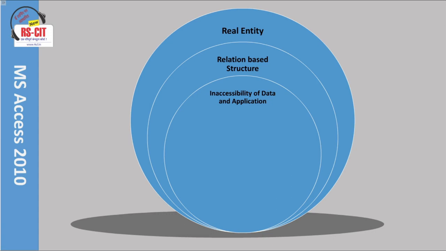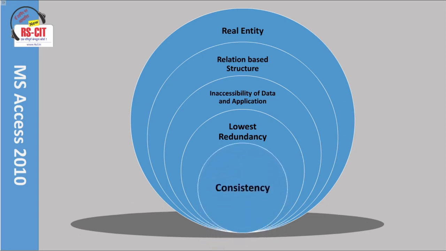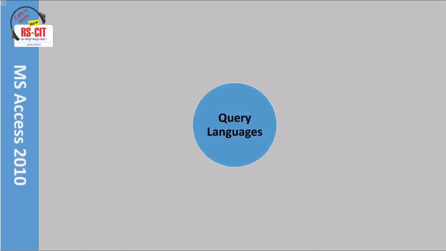Lowest redundancy. DBMS follows the rules of normalization, which splits a relation when any of its attributes has redundancy in values. Consistency. Consistency is a state where every relation in a database remains consistent. There exist techniques and methods which can detect attempts of leaving the database in an inconsistent state. Query languages. DBMS is equipped with query languages, which makes it more resourceful to retrieve and manipulate data.